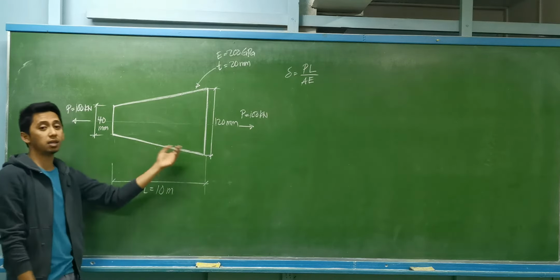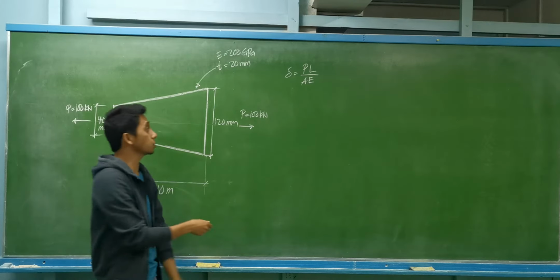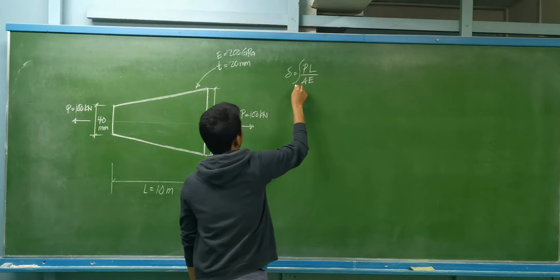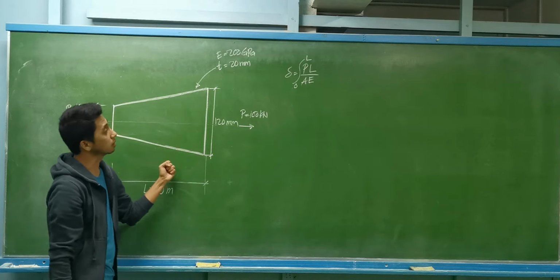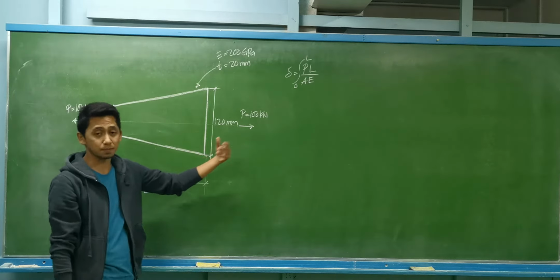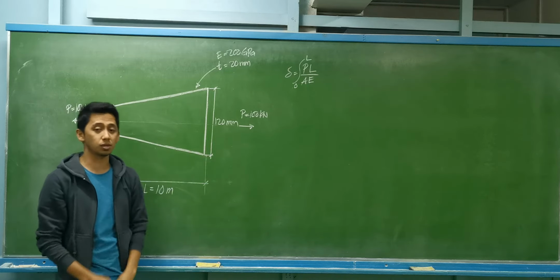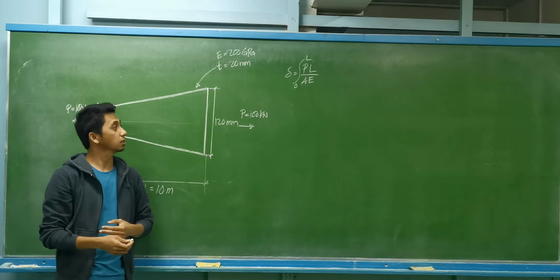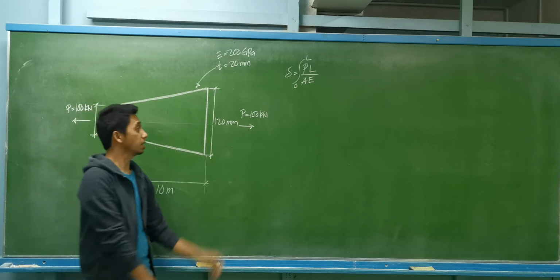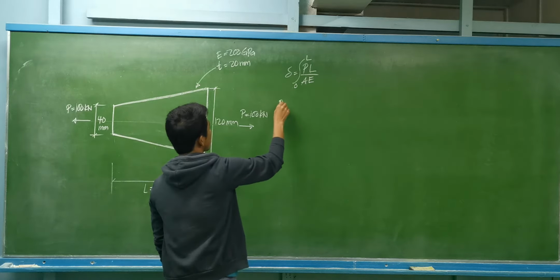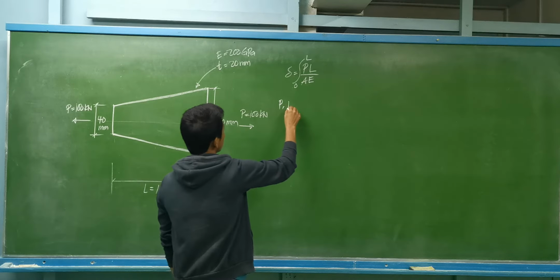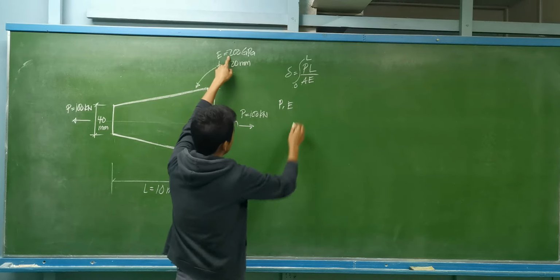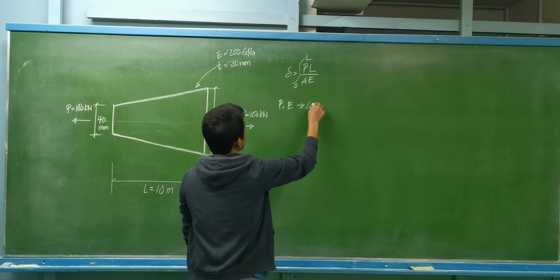Since we have a varying width, we are to use calculus. So this is the integral from 0 to the length of the plate. So let us first determine which one is variable and which one is constant in our formula. We have a constant value of the load P, 100 kilonewtons, and we have a constant modulus of elasticity. So these are the constants.